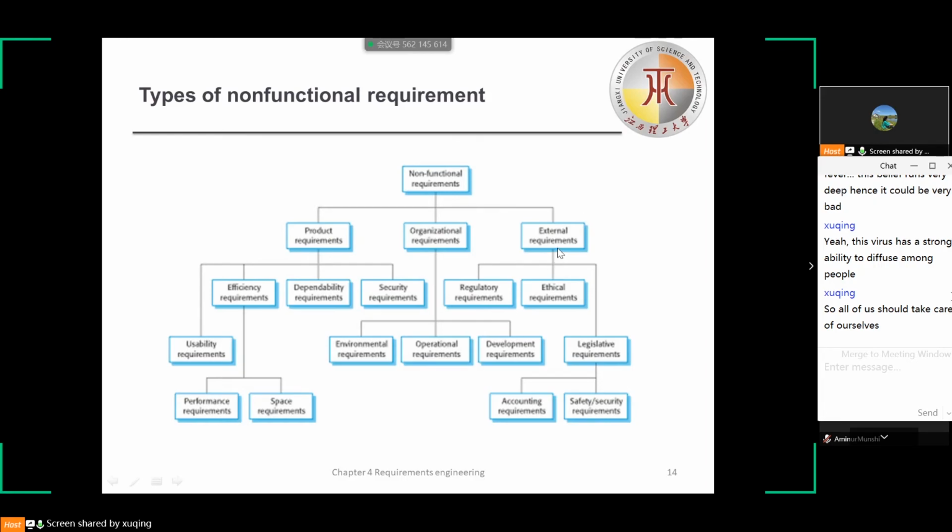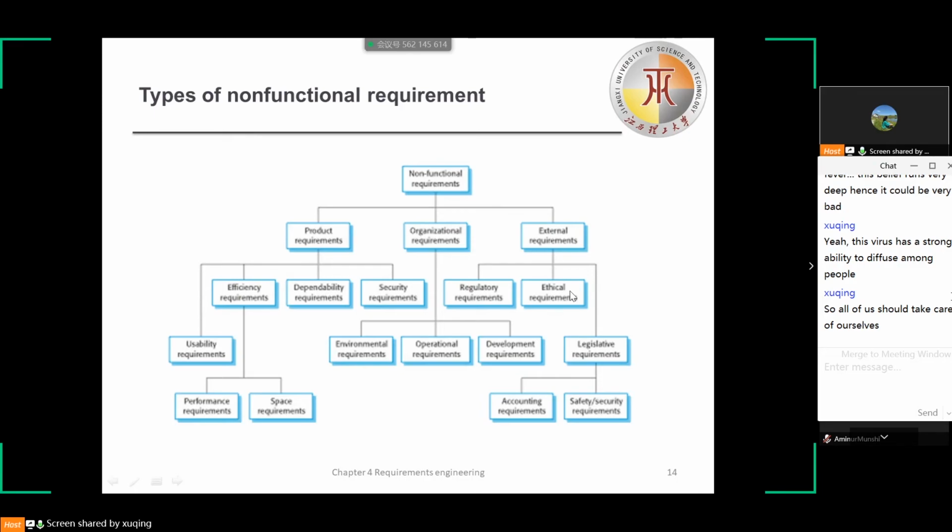And for the external requirements, this covers all requirements that are derived from factors external to the system and its development process. This may include regulatory requirements that set out what must be done for the system to be approved for use by a regulator, such as a bank or something else. We have also legislative requirements that must be followed to ensure that the system operates within the law. We have also some ethical requirements that ensure that the system will be acceptable to its users and the general public. These are the external requirements.